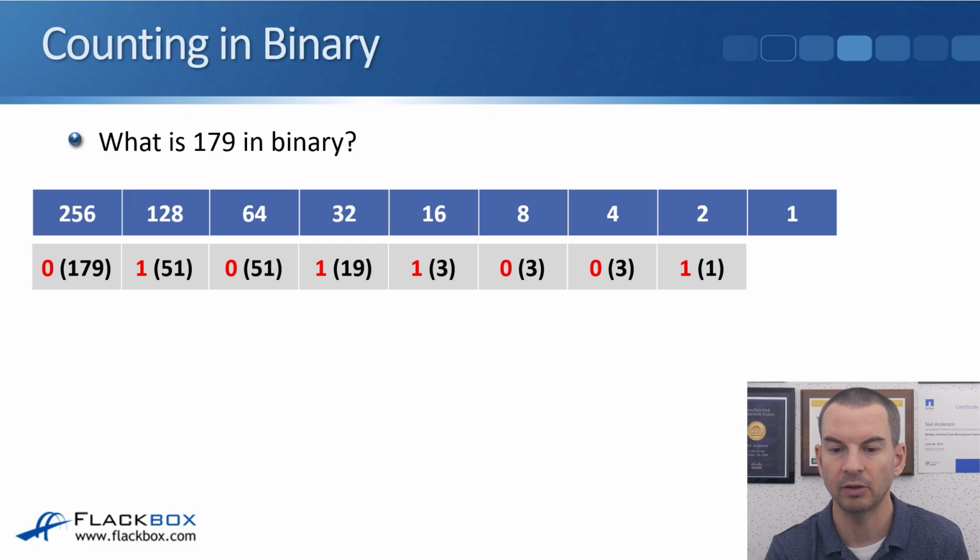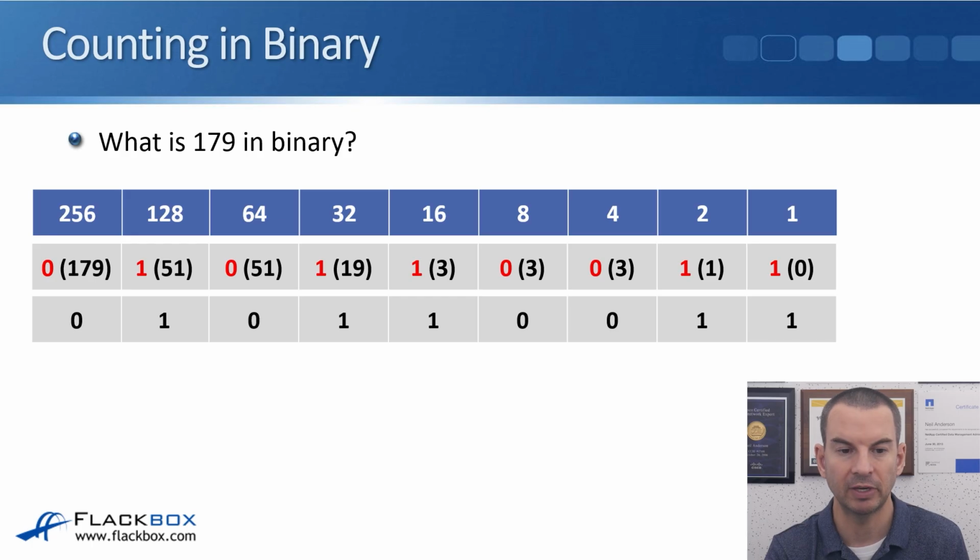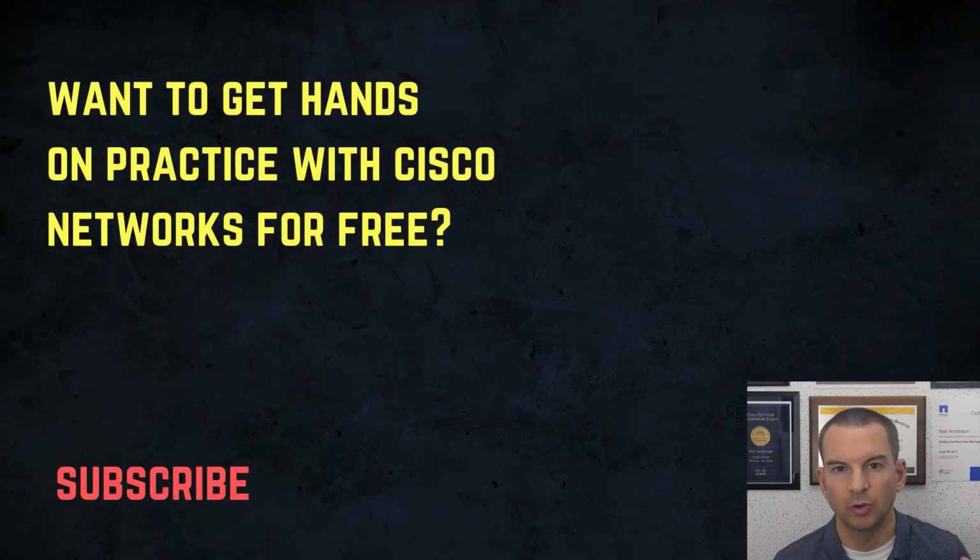Then does 2 fit into 3? Yes, it does. So we put down a 1 and we've got 1 left over. And finally, 1 does go into 1. So we put a 1 there and then we've got our 0 left over. So writing down 179 in binary is 10110011.